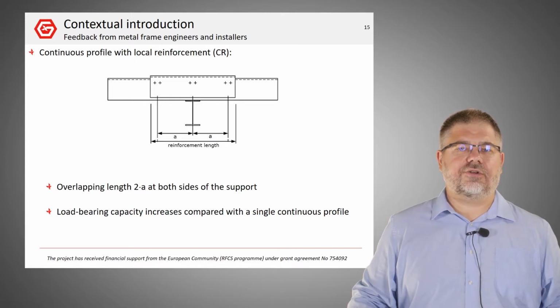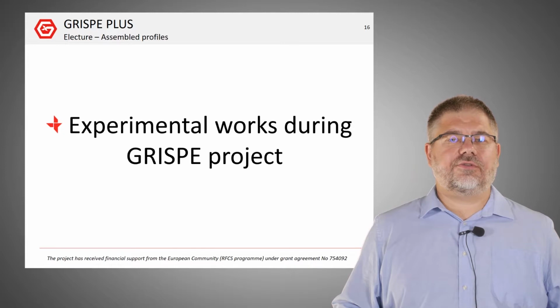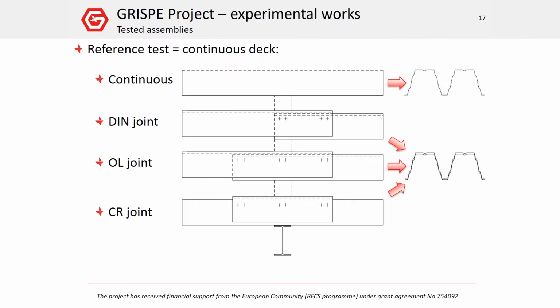During the GLUISPR project, the experimental step consists first of performing a campaign of 71 tests in order to validate some information from the state-of-the-art and to have a complete database to interpret. The objective of the test campaign consisted of analyzing behaviors and results with a continuous profile as a reference case. Four configurations of assembled profiles were characterized: the 2 variants of the DIN joint, the double overlap joint, and the continuous profile with the local reinforcement.